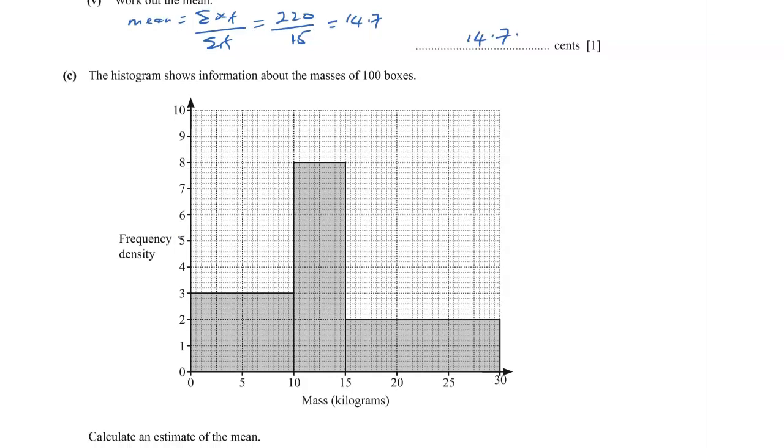The histogram shows information about masses of 100 boxes. This is frequency density and mass in kilograms. This is the histogram, masses of 100 boxes.